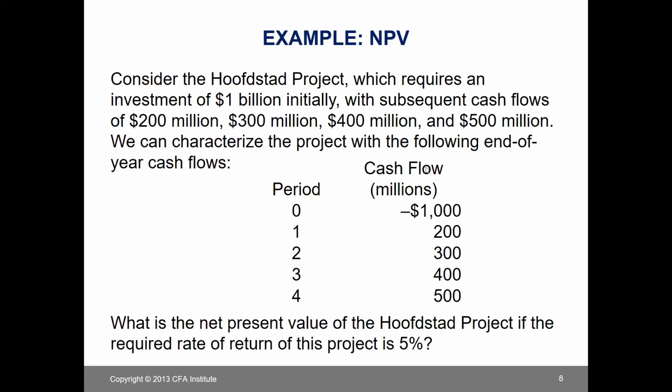Here's an example. Consider a certain project that you're running, which requires an investment of 1 billion of initial outlay. So your investment cost will be 1 billion, with subsequent future cash flows of 200 million, 300 million, 400 million, and 500 million.